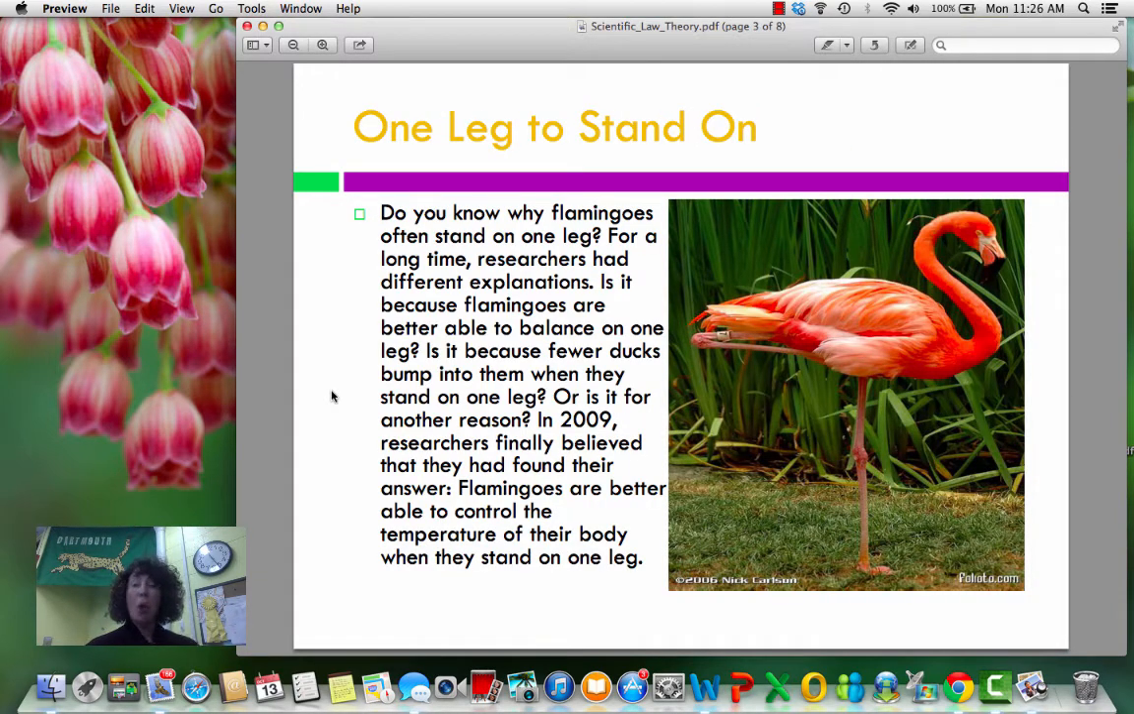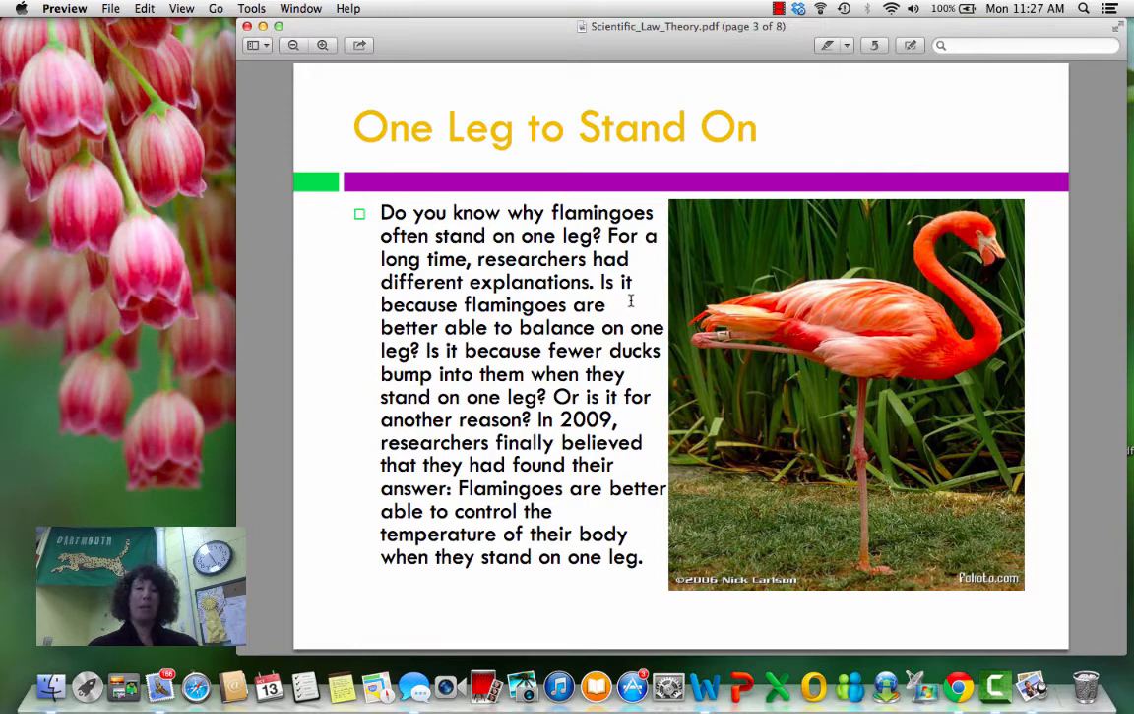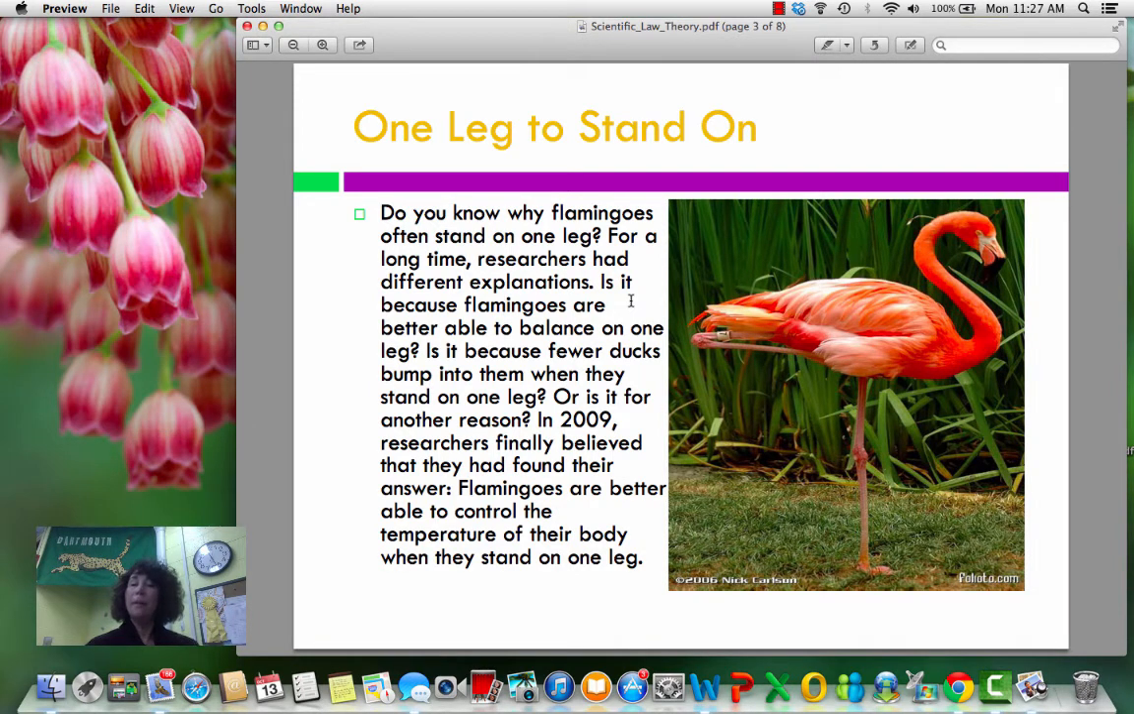Okay, do you know why flamingos often stand on one leg? For a long time, researchers had different explanations. Okay, why is the flamingo only standing on one leg? Is it because they're able to balance? Maybe fewer ducks bump into them when they stand on one leg? Or maybe something a little bit more reasonable. Okay, so in 2009, researchers finally believed that they had found their answer. They're better able to control their temperature by standing on one leg. Just a cute little tidbit of information there for you.